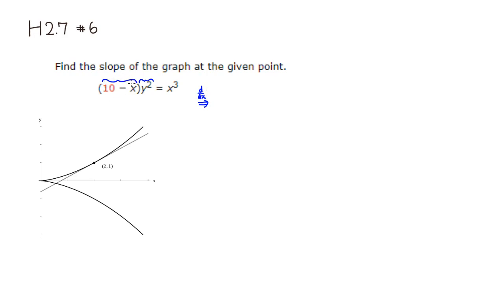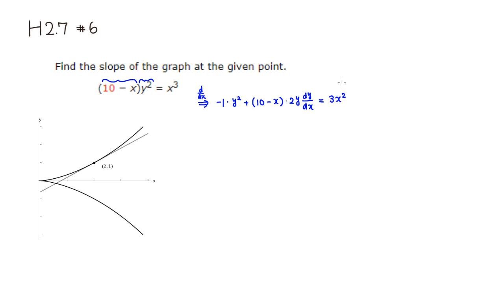The derivative of the first guy is -1, multiplied by the second guy, which is y squared, plus the first guy, the quantity 10 minus x, multiplied by the derivative of the second guy, so you're going to have 2y. Since we're taking a derivative with respect to x but this is written in y, we have to multiply by dy over dx. The right hand side is already written in x, so it's just a regular derivative, 3x squared.